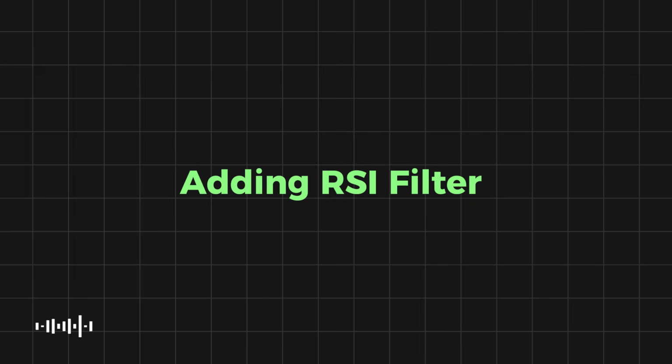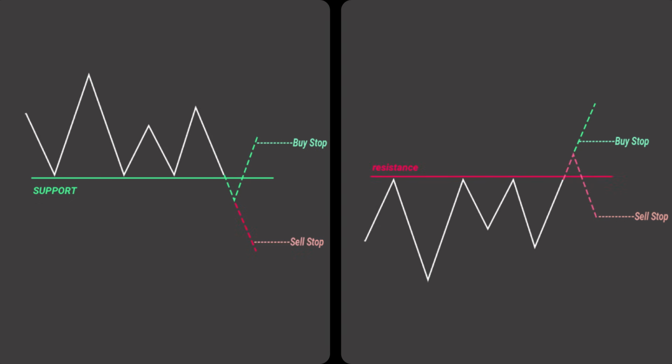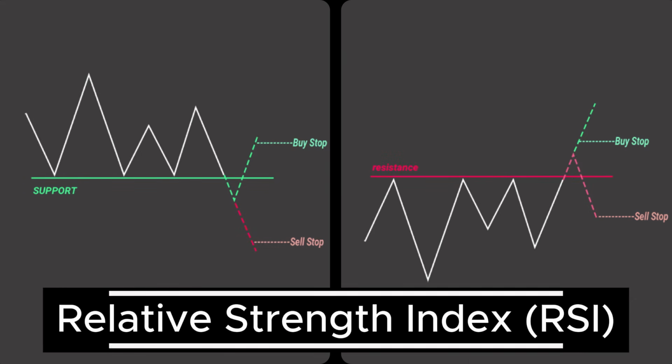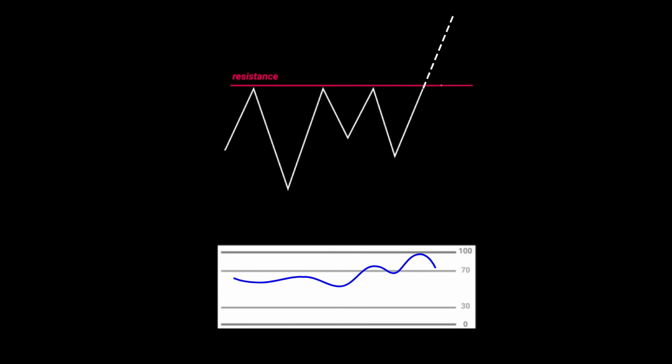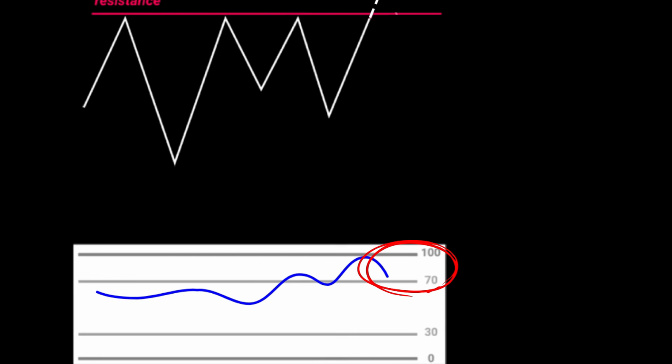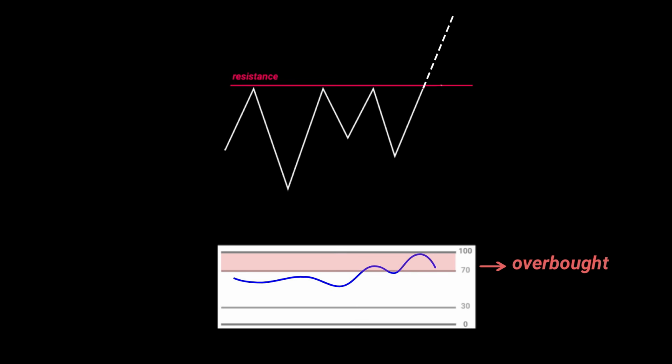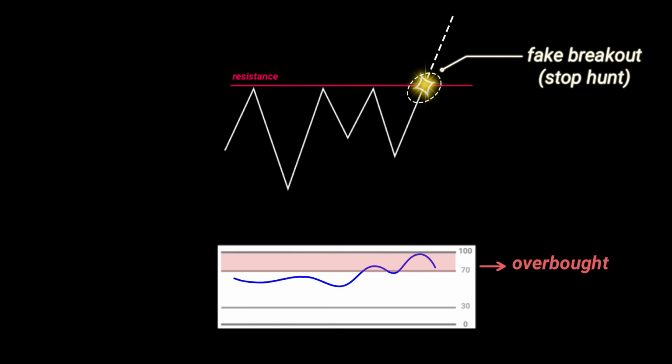Adding RSI filter. Now here's where we make this strategy much stronger than the usual stop hunt method. We add the Relative Strength Index, RSI. Here's the rule. When price breaks a resistance, if RSI is above 70, the market is already overbought. Buyers are too many and the price is stretched. In this case, the breakout is more likely a fake breakout or a stop hunt.